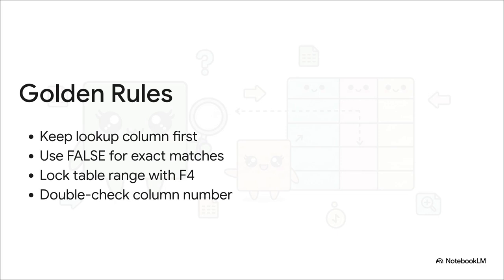So the crucial point is this summary of golden rules right here. If you follow these, you are literally going to save yourself hours of future frustration. Always keep your lookup column as the very first column in your selected table. Use false for exact matches. Lock your table range quickly using the F4 key on your keyboard. And finally, just double check that column number before you press enter.